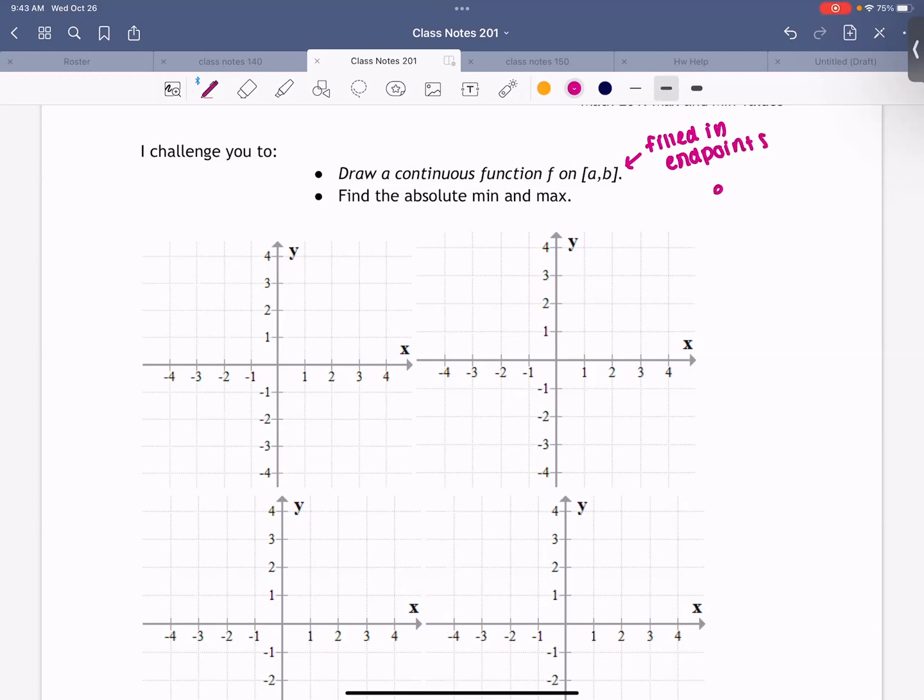Okay, so our function should look something like this. No open circles at the end. And once you're done doing that, I want you to find the absolute min and the absolute max. Now it has to be continuous, meaning you can't take your pen off the page. I want you to draw one of these functions, and I want you to get a little bit creative. Try to draw something that might not be thought of by anyone else.